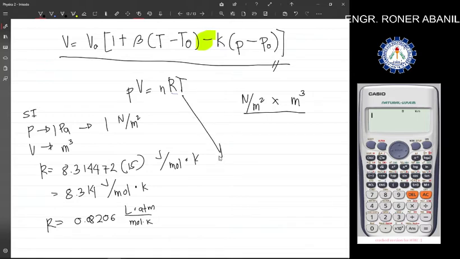Ito ngayon is magiging PV. So imbes na MRT and NRT, ang mangyayari is yung mass na merong total M over MRT. Yan. So from this, we can get an expression of the density. Okay?